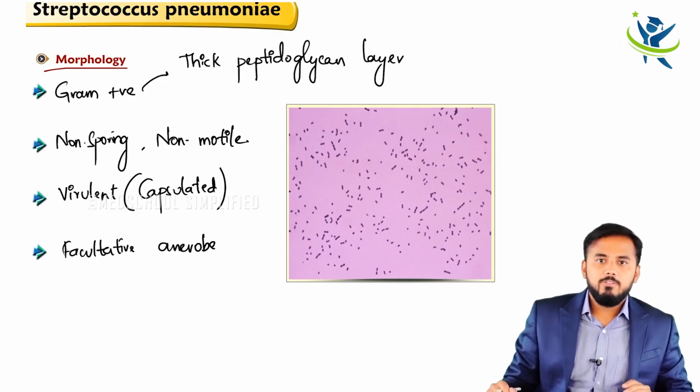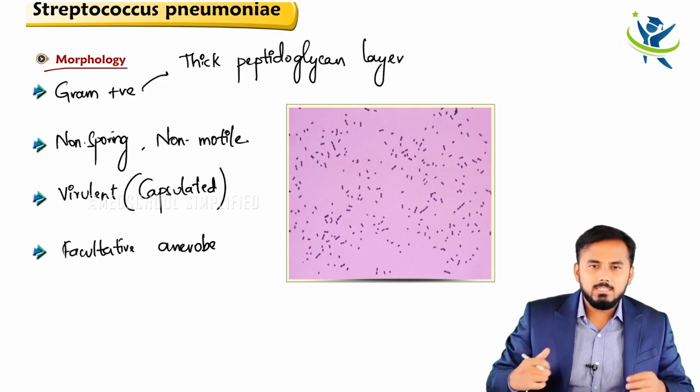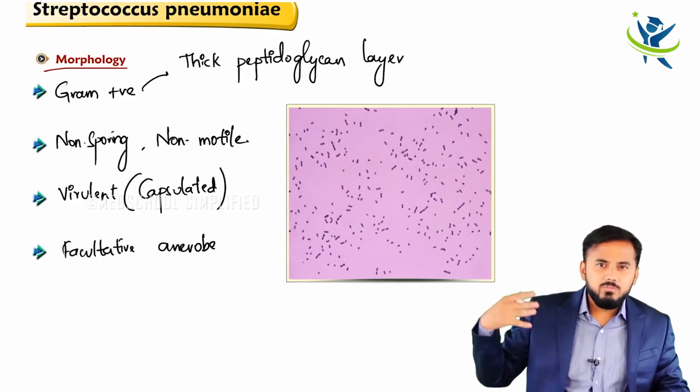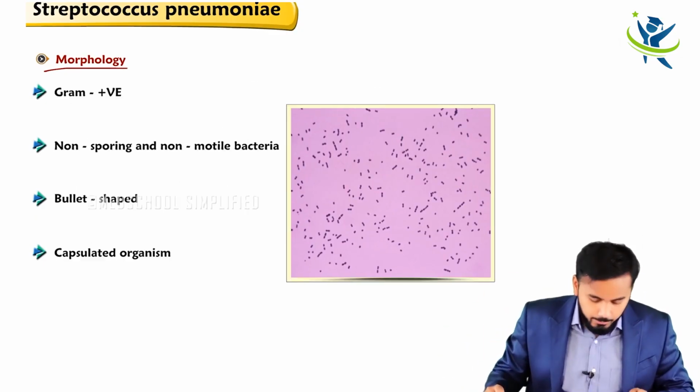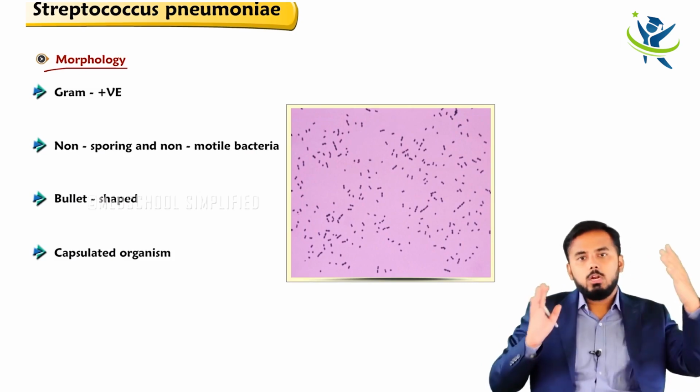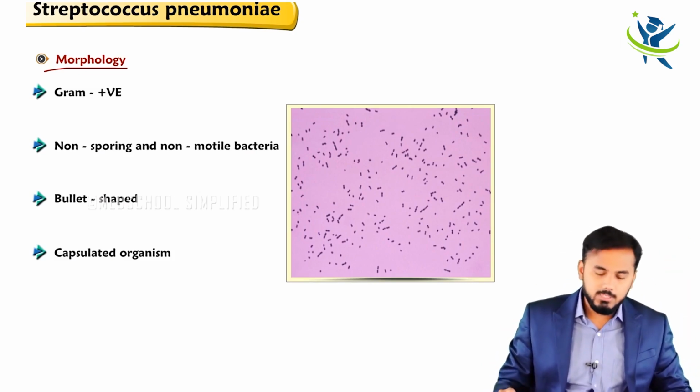Now let us look at where this organism resides in your body. Is it coming from outside, or is it a normal habitant of your body? Before that, we shall club up all the important morphological features.